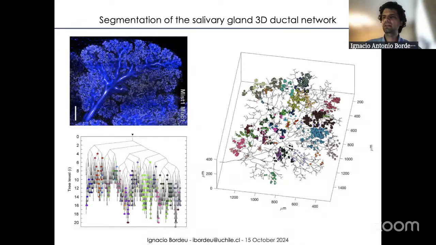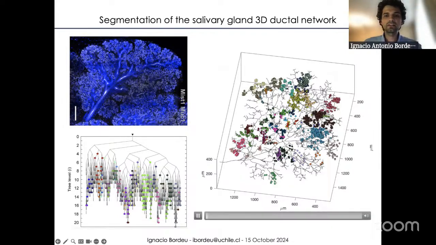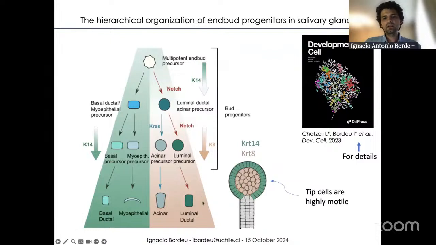We can then go back and see what type of cell each individual cell is, and we can build a whole hierarchy based on our observations. So we can say there's a multipotent precursor, and due to the expression of some molecules, in some cases Notch, in other cases K14, you can end up specifying lineages of cells. This was done with Lemonia, and it was a nice publication that we got out of this.